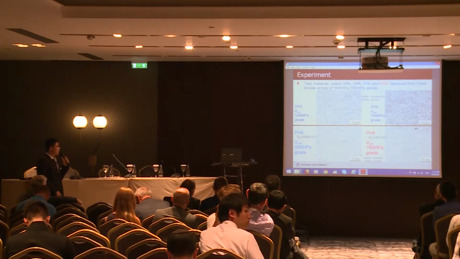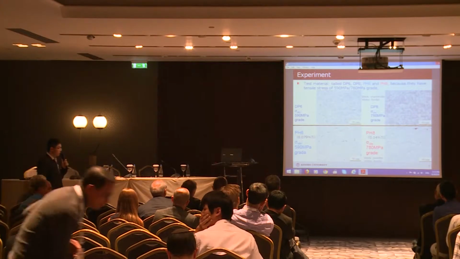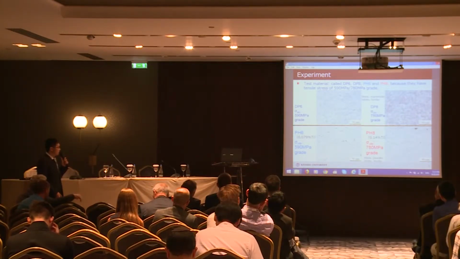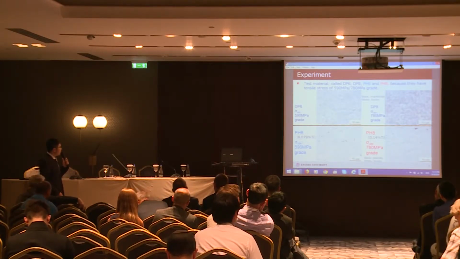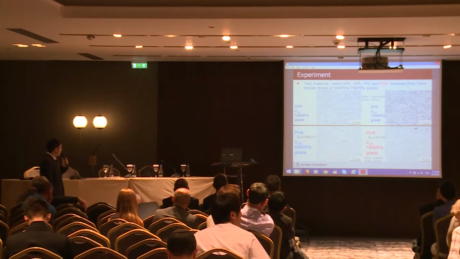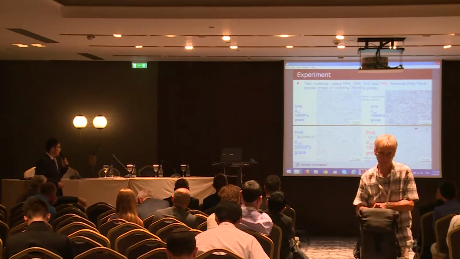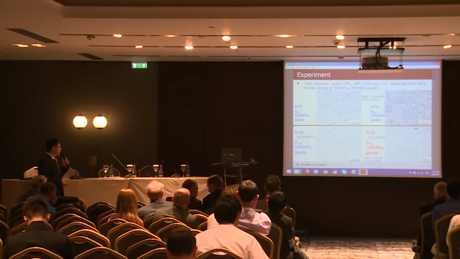The test materials are called DP6, DP8, PH6, and PH8 because they have tensile strength of 590 megapascal and 780 megapascal grade. The DP6 and DP8 are composed of ferrite and martensite. The PH6 and PH8 are composed of ferrite and pearlite, and titanium carbide also exists.